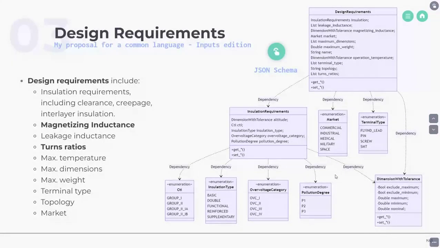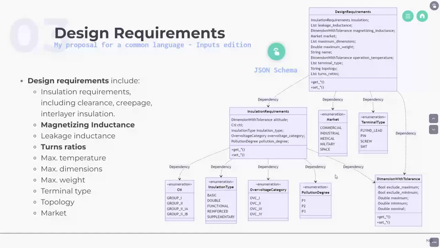We'll talk about the operation points later. Taking a look at the design requirements, we can see the usual suspects for any inductive component, of course, magnetizing inductance and the turn ratio, but we can also see the insulation requirements, everything we need to calculate the creepage, the clearance, the interlayer insulation, the typical things from the standards, the pollution degree, the insulation type, the voltage category. We can also define the maximum temperature that our magnetic must withstand, the maximum dimensions, maximum weight, the market that it is going to work with, the topology. But even if there are many, at the end of the day, the only two that are really compulsory are the magnetizing inductance and the turn ratio.